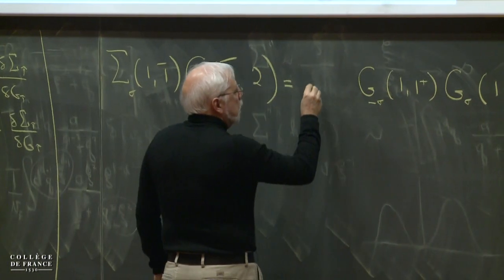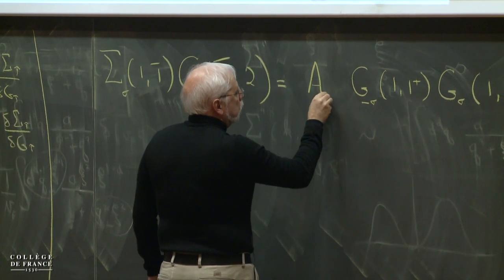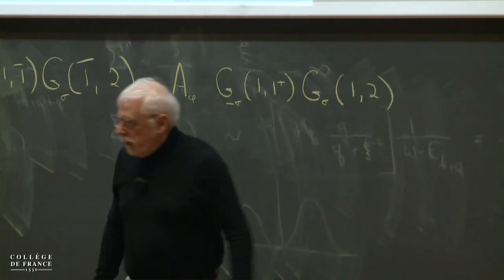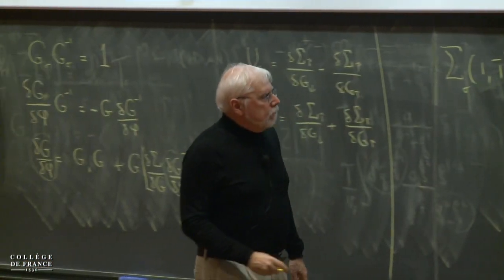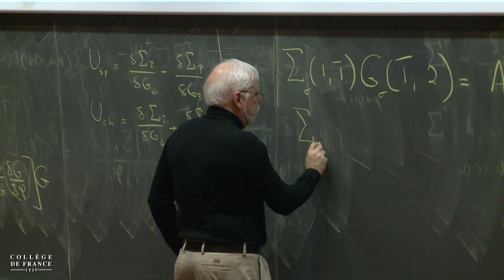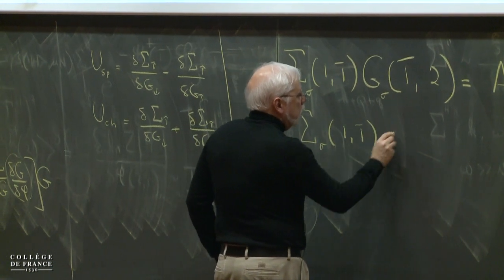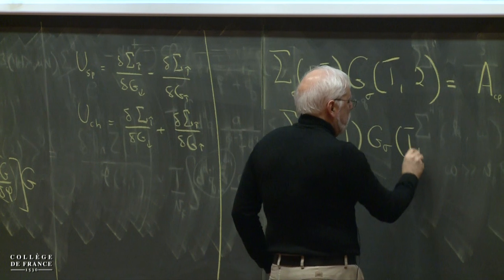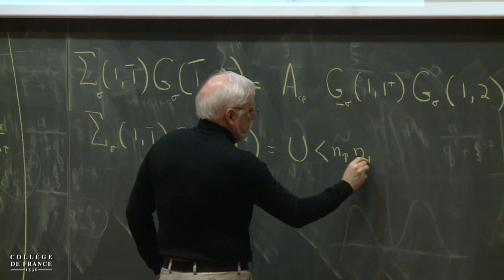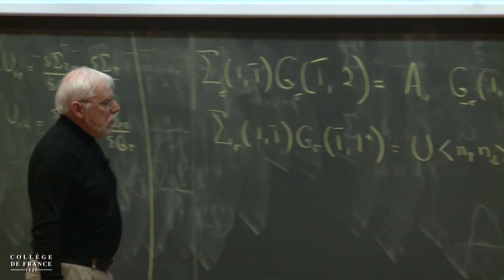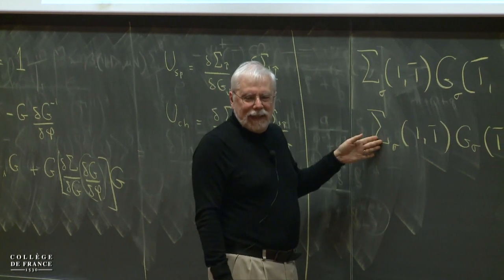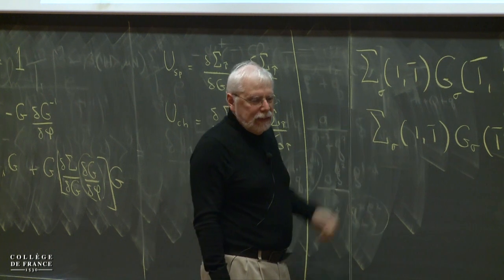So what we will do is put some prefactor here. That's a functional of phi also. But that will be determined in such a way that when 2 is equal to 1 plus, this sum rule is satisfied. So Sigma of 1 bar, G sigma of 1 bar, 1 plus is equal to U n up down. And that's the consistency relation I explained at the beginning. The internal consistency check was this.